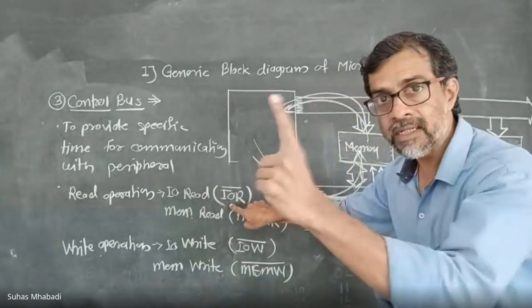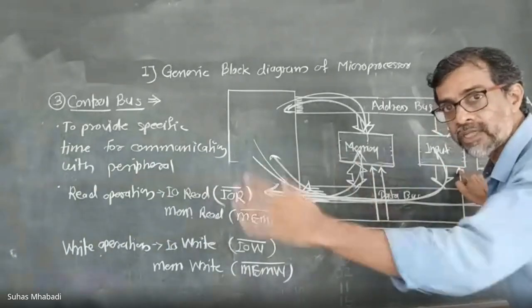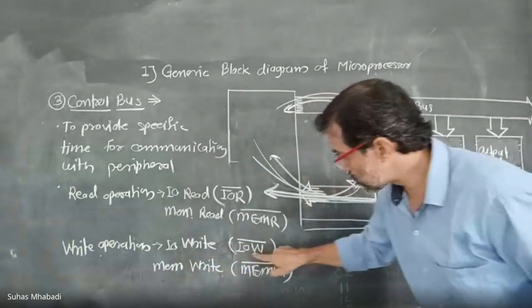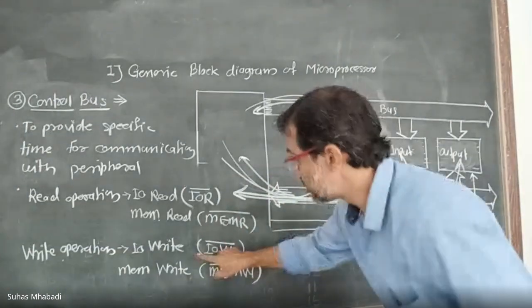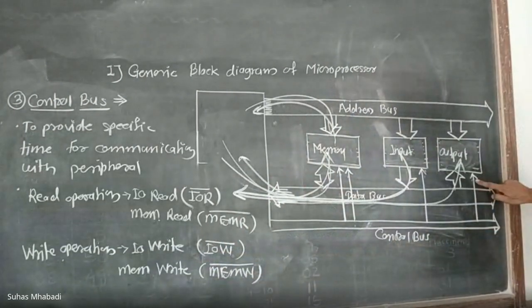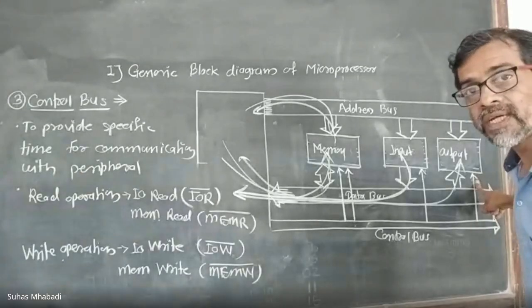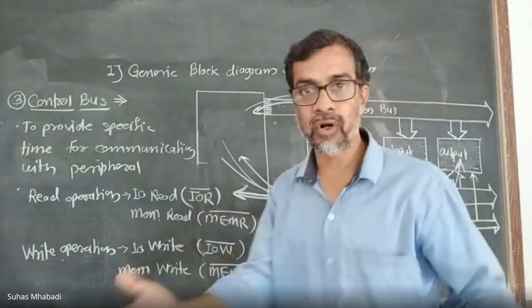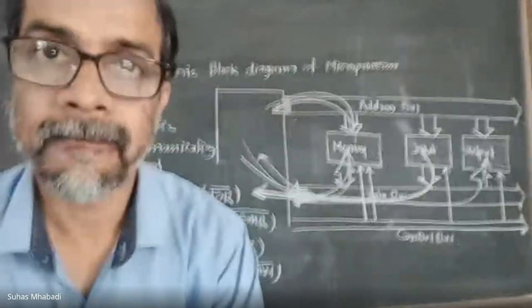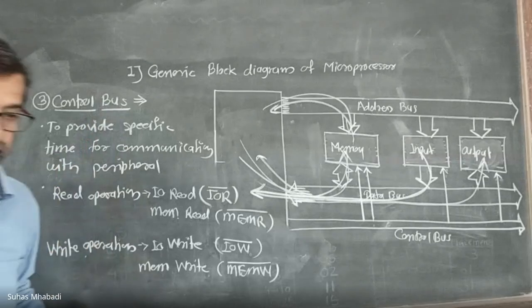IOR bar, this is a single signal which is joined to input device for reading process. And IOW bar, this is a unique signal which is connected to output device. So this is the signal. When the signal goes low, we can write something in the output device, maybe printer, plotter, or whatever. So this is about the control bus.